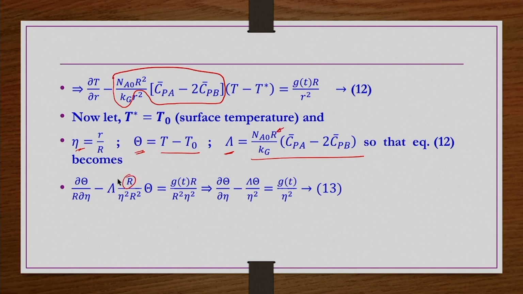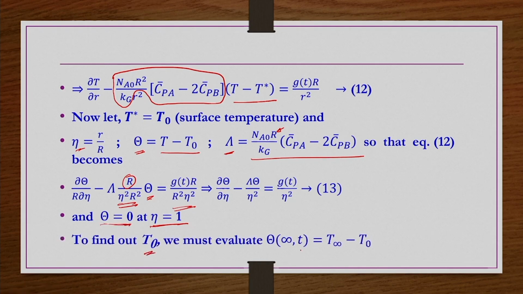In lambda we are not having this square term. That is the reason this r is coming here, and then small r square is nothing but eta square capital R square, delta T is nothing but capital theta, and G(t) capital R by small r is nothing but capital R eta. So, squares. So that dθ/dη minus lambda θ by eta square is equal to G(t) by eta square. So, at eta equals 1, theta equals 0.